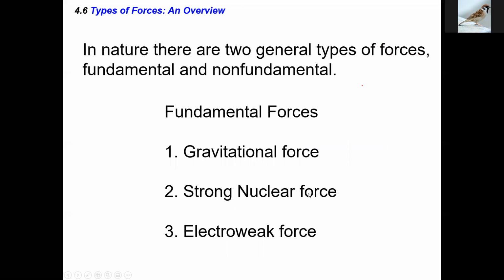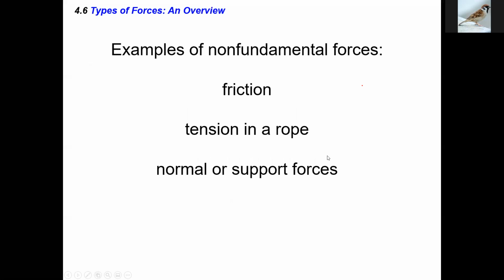Okay. And in nature, there are two general types of forces, fundamental and non-fundamental forces. The fundamental forces are as follows: gravitational force, strong nuclear force, and electroweak force. We will discuss these fundamental forces later in physics. And the non-fundamental forces: friction, tension in a rope, and normal or support forces. So that's an overview for now of Newton's three laws of motion, and I'll be posting this one on YouTube.